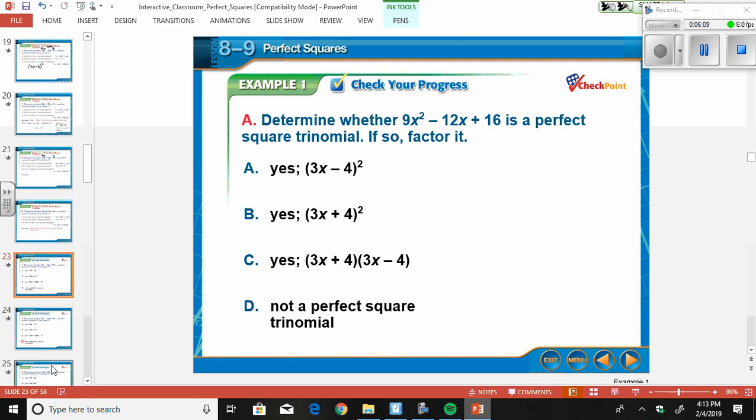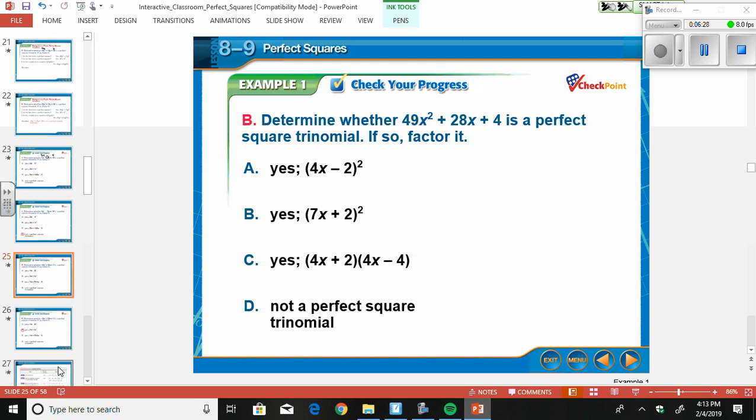Trying one on our own, we have 3x, this would be not 8, it would be 4. 4 times 3 is 12, times 2 is 24, and we have a 12 in the middle, so this is not a perfect square trinomial.